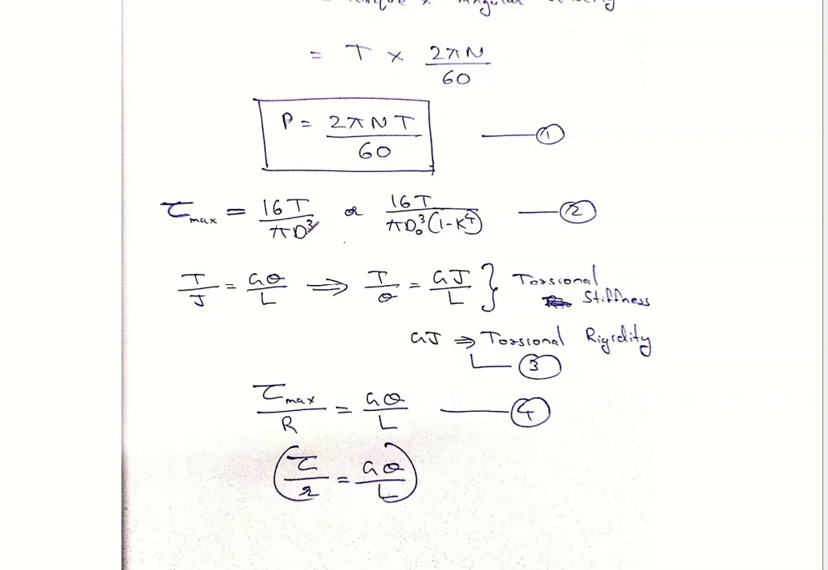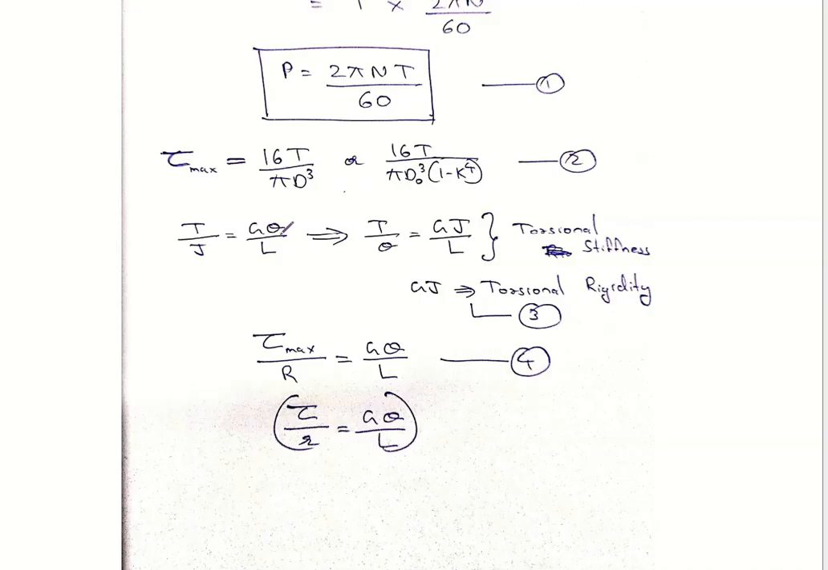The equation is given by tau max is 16T by pi d cube. We had derived this in the last video, 16T by pi d cube for a solid shaft, and it will be 16T by pi Do cube, that is outside diameter, Do cube into 1 minus k raised to 4. This equation is for a hollow shaft where k is the ratio of inner diameter to outer diameter. You must please note that this is Do cube here, but it is k raised to 4 here.